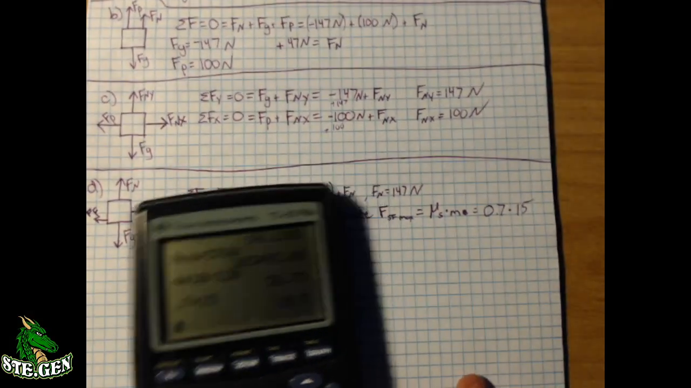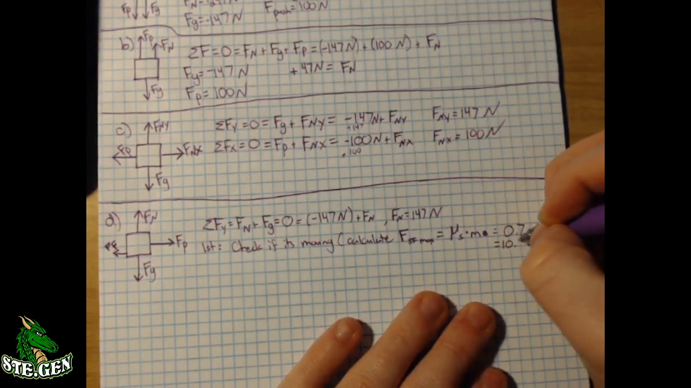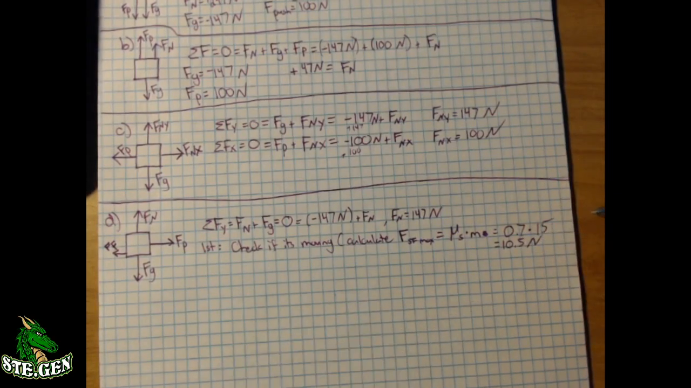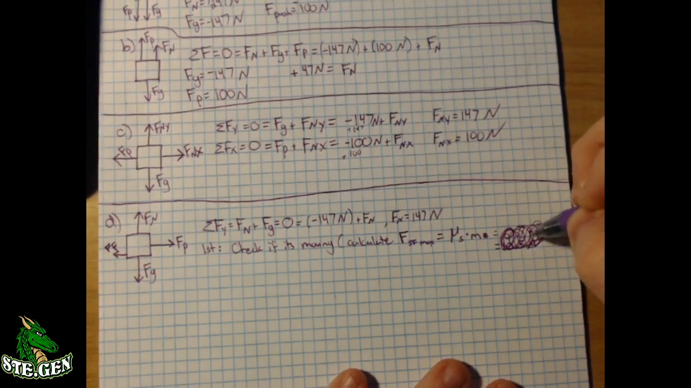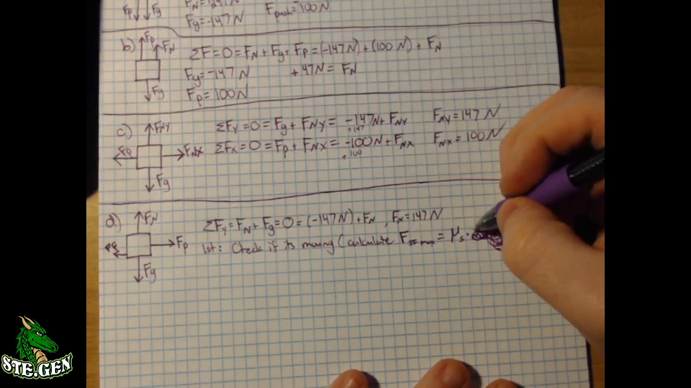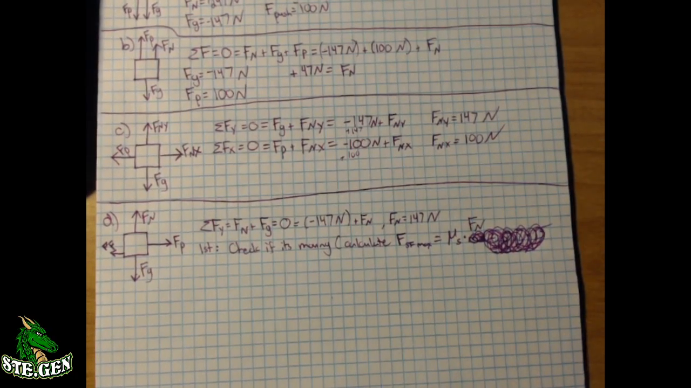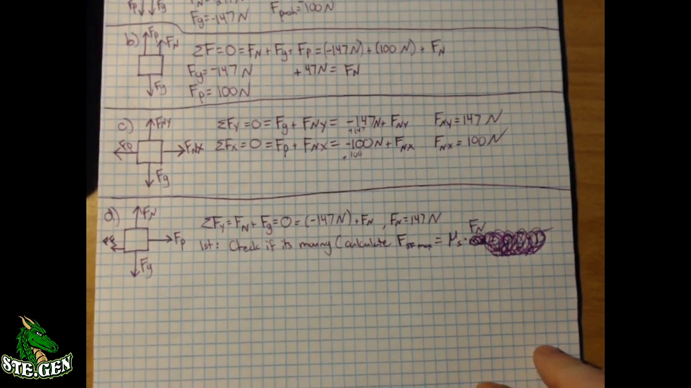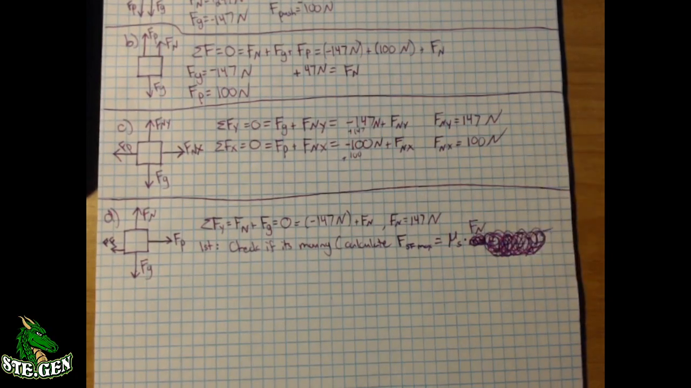Okay, 0.7 times 15 is 10.5. Oh, sorry. That's why I made my mistake there. You guys probably caught me. Normal force, not mass. I apologize, everybody. It's been a long year at this point. Okay. That's why my number looks so wrong anyway.